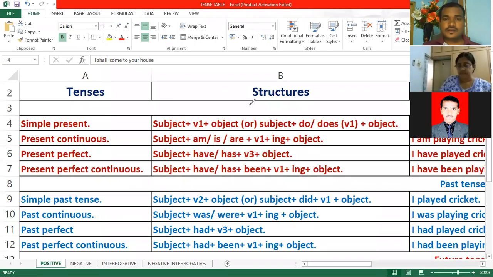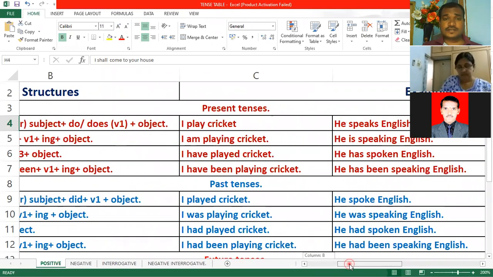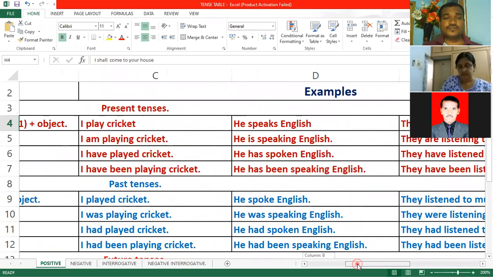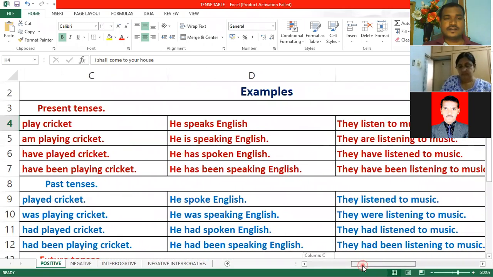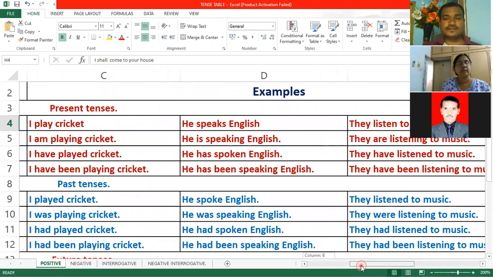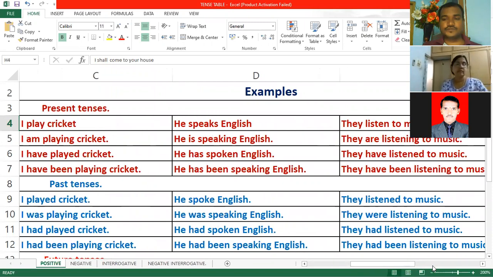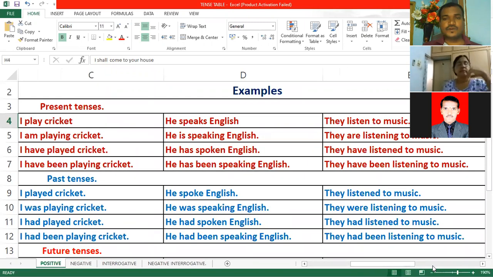Now, come to the examples. So we discussed what is meant by tenses, what the structures are, and what the usage of those tenses is. Now we are going to practice the usage, in the form of examples.